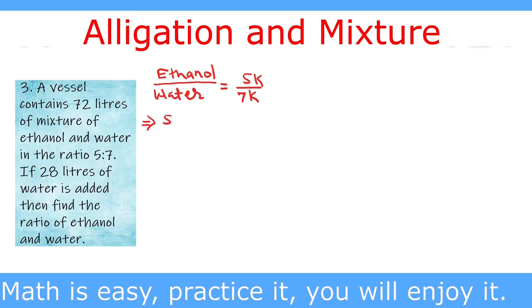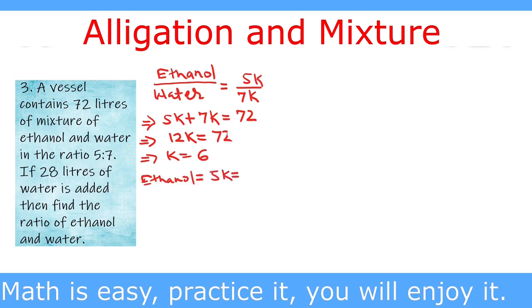So 5K, which is the ethanol part, plus 7K, which is the water part, equal to 72 liters. So 12K equal to 72 liters. This gives K equal to 6. Now on adding 28 liters of water, we have to find the new ratio of ethanol and water. There is no change in the quantity of ethanol. Ethanol equal to 5K, which is equal to 5 multiplied by 6, equal to 30 liters.